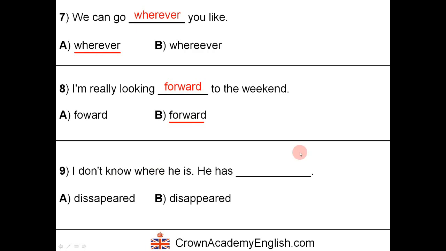Question 9. I don't know where he is. He has disappeared. Disappeared. Spelled D-I-S-A-P-P-E-A-R-E-D. So it's one S and two letter P's. Okay, one S, two P's. And this is wrong. Here we have two S's and one P. That's wrong. Okay.